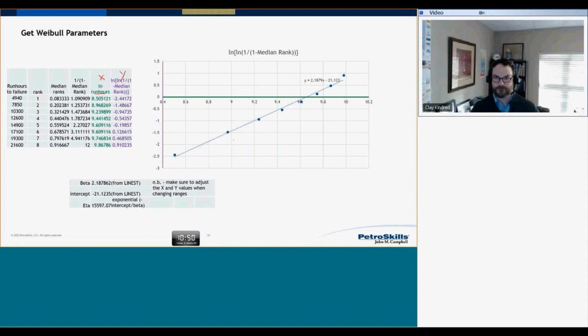Now, this is your first test. You look at this, and if everything is close to the line, you have a good sample of data. If you've got some data over here, they're outliers. And if you've got outliers, that means you've got more than one failure mode together in your data set. You don't want that. That means you need to be more analytical about which data you're using here.